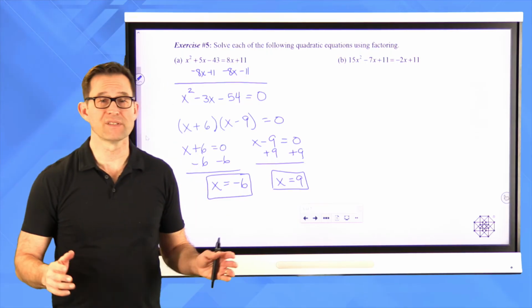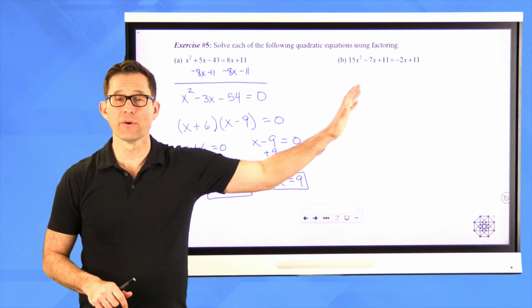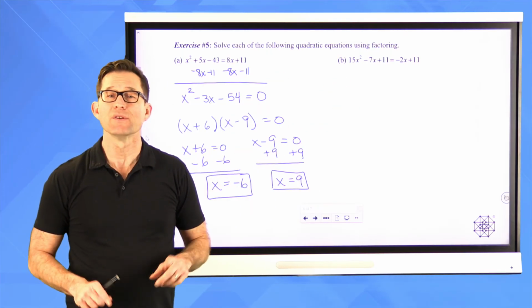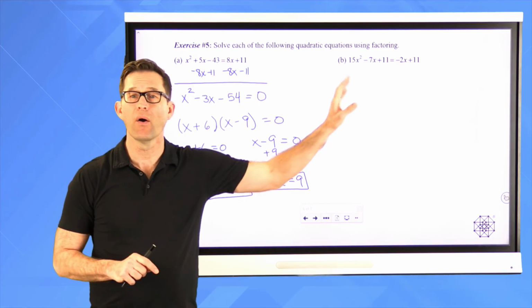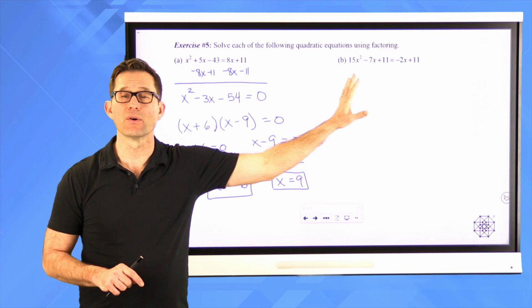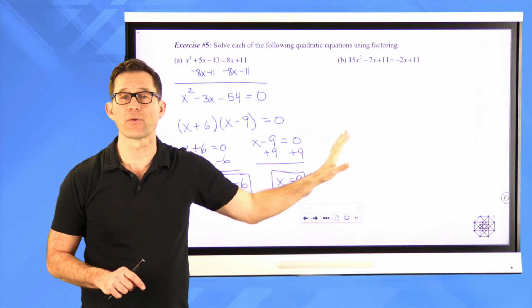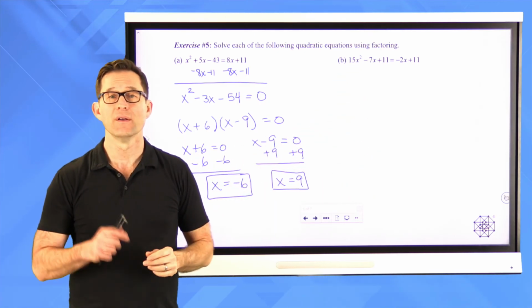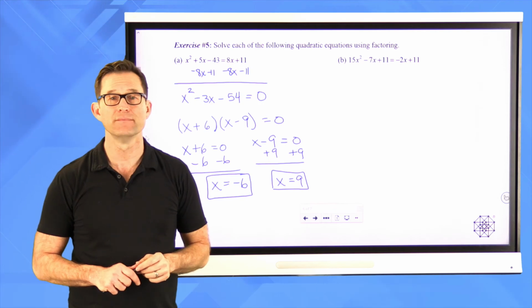Okay, that's it. Now, letter B is very, very similar to letter A, all right? So what I'd like you to do is pause the video now, try to get this equation equal to 0. Once you have it equal to 0, then factor it, set each factor equal to 0, and solve. See what you can do on this last problem.